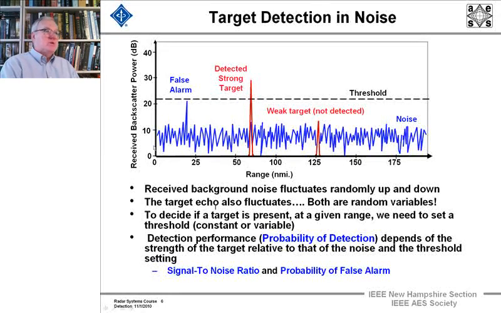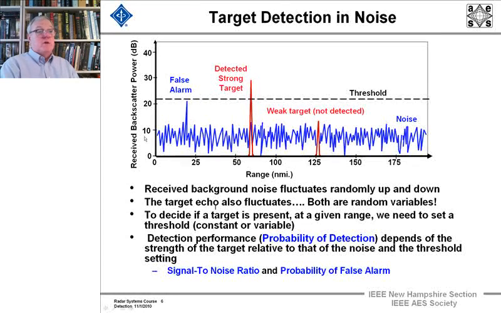What we do is we receive power back from the target, the echo that we receive, and some of it's noise, and some of it's due to targets. And we have to set a threshold, a level, where above that we declare it to be a target, and below that we declare it not to be a target. And we can have 4 different kinds of things that can happen.